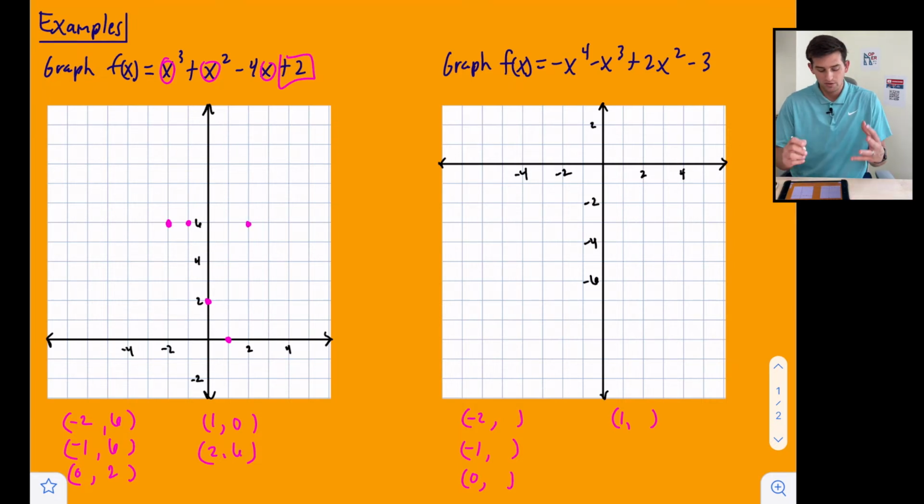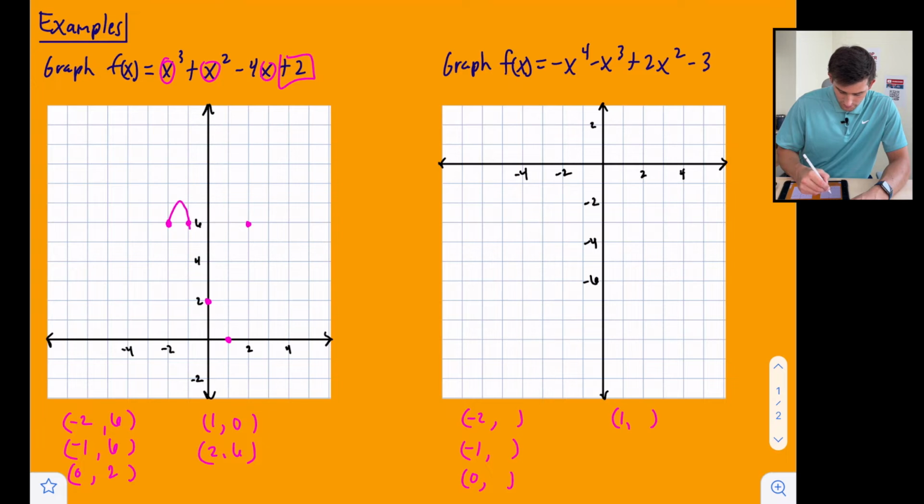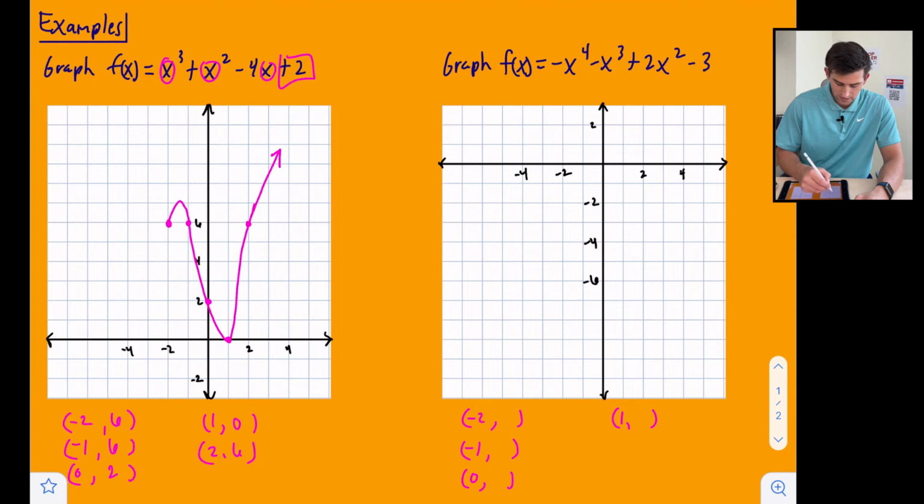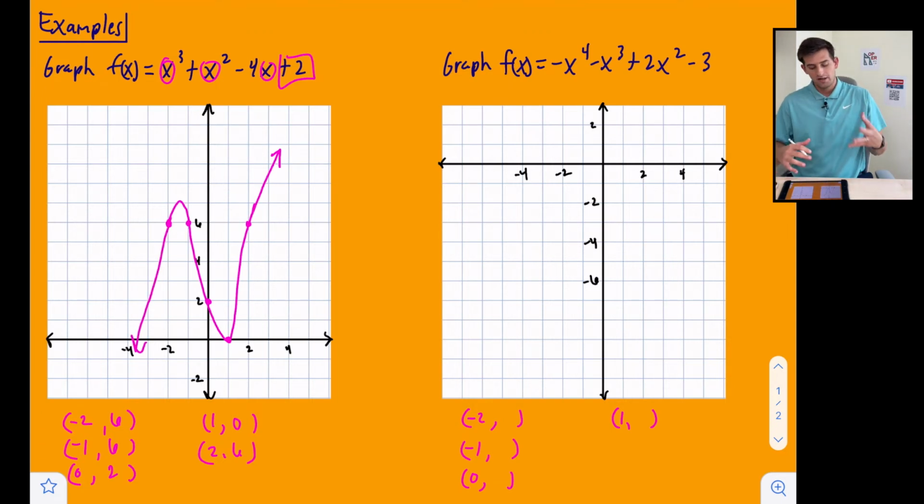So we've plotted those points. Now we can connect our points, right? We know this curve that we're supposed to have, right? So that's us connecting the points. And now let's use our knowledge of end behavior to continue this graph on like that and also down like that, right? So that is what the graph of our first function would look like, okay?